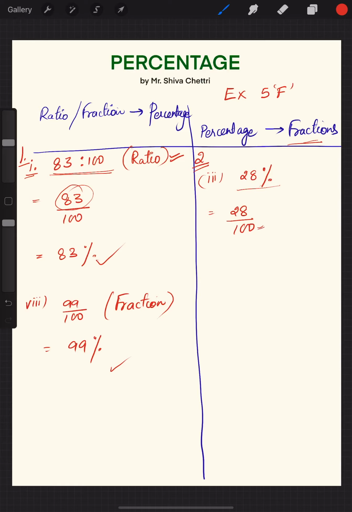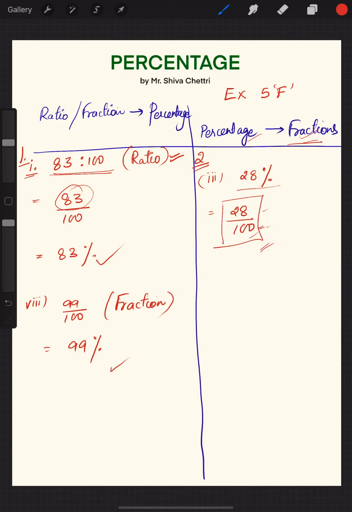But if the question says to convert the following percentage into a fraction in the simplest form, or lowest term, then you need to convert it into the simplest term. That means you will divide both the numerator and the denominator by a common number which can divide both. So for question number 2, sub question 3, we have 28%. We just divide it by 100, and the answer we write is 28 by 100.